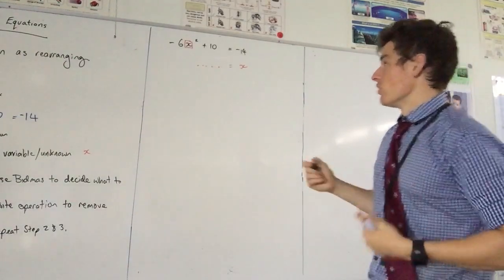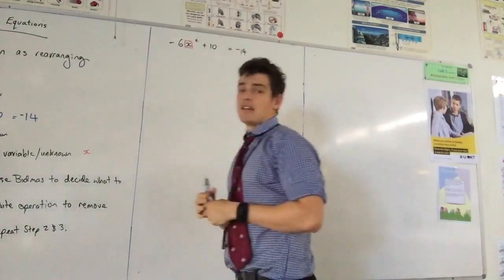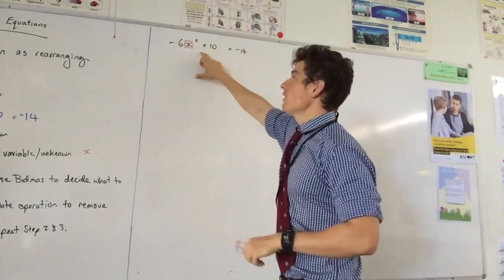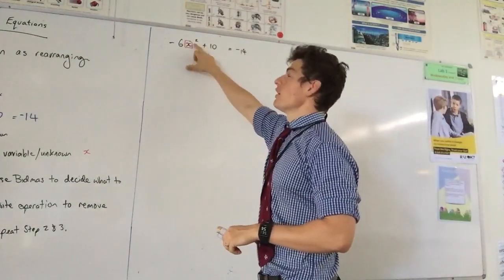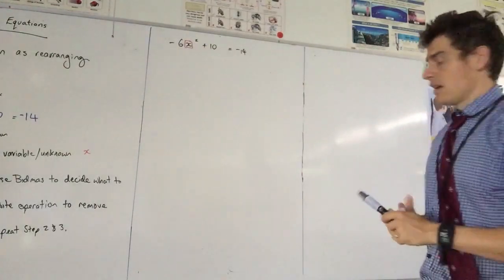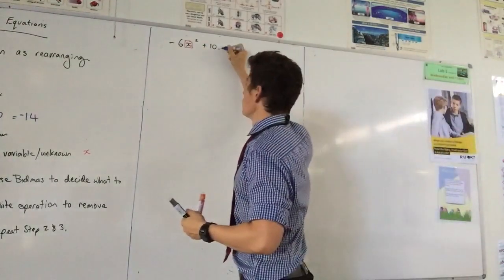Okay, so I've got negative 6x squared plus 10. Again, I go through and identify what are the operations I've got at play. I've got an add 10, a negative 6 multiply, and it's squared. So the first thing I want to do is get rid of that 10. I don't just move it. I use the opposite operation to get rid of it.